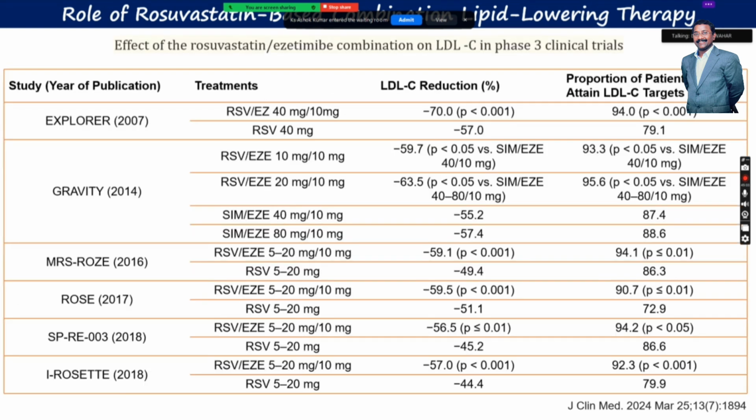So these are the different studies: Explorer, Gravity, Mrs. Roche, SPRE, iROSET. In all these studies, RSV means rosuvastatin, EZD means ezetimibe. They have used 10 milligrams, 20 milligrams of rosuvastatin, or 40 milligrams or 80 mg of simvastatin, or rosuvastatin 5 to 20 milligrams. But in all of them, the ezetimibe dose is a fixed dose, 10 milligrams. So see the LDL reduction, 60% reduction, and the proportion of patients that attain the LDL-C targets is about 94%, 95%, 90% with this combination.